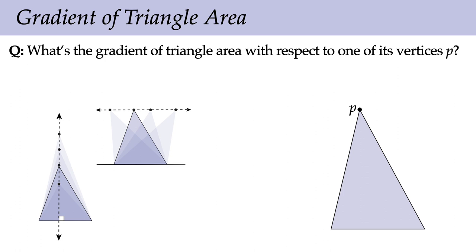Now, before going on to magnitude, let's go ahead and ask, what if this were a triangle in three-dimensional space? It still has a well-defined area. I can still ask, what direction should I move P to increase the area as quickly as possible? What now is the gradient? Did the gradient direction change?